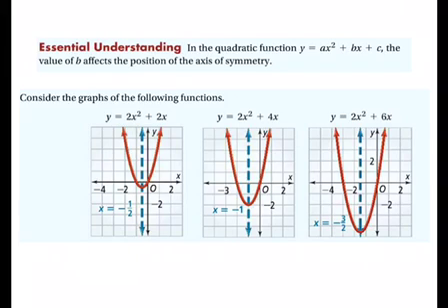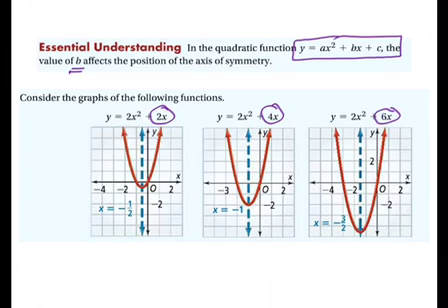Something important to keep in mind is that when you have a quadratic function in the form y equals ax squared plus bx plus c, the value of b affects the position of the axis of symmetry. So looking at these following examples, you can see how each of them has a different location for their axis of symmetry because of the varying values of their b term.